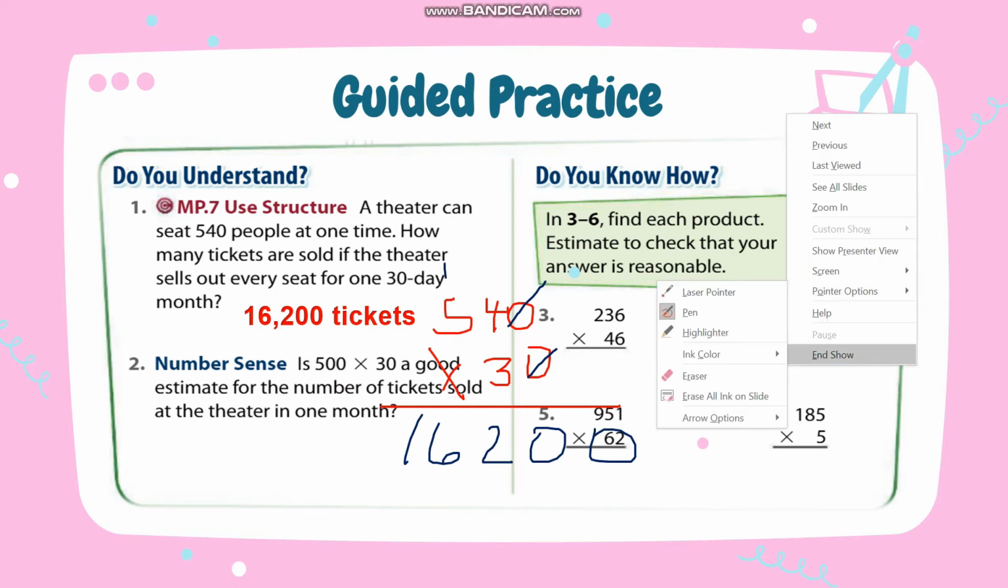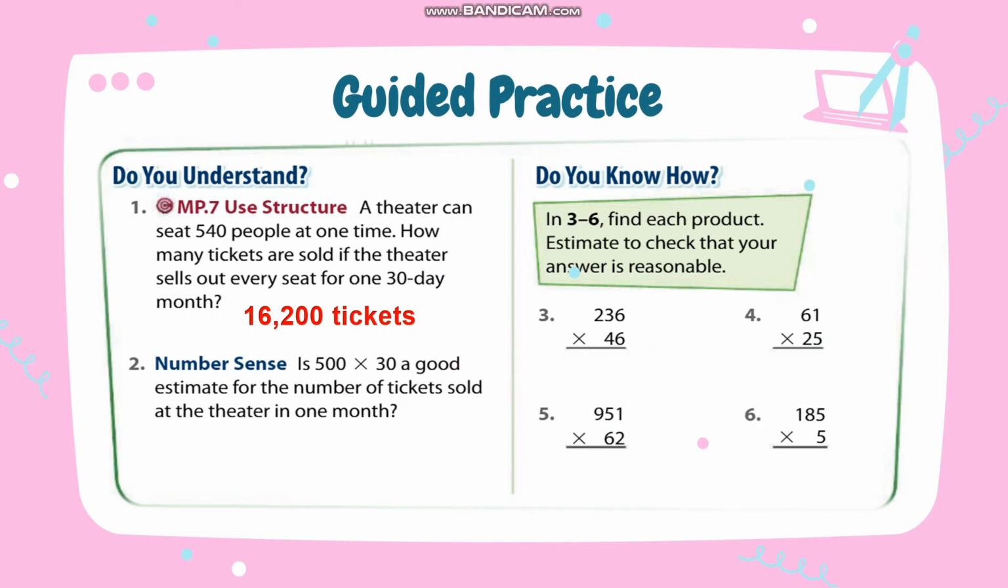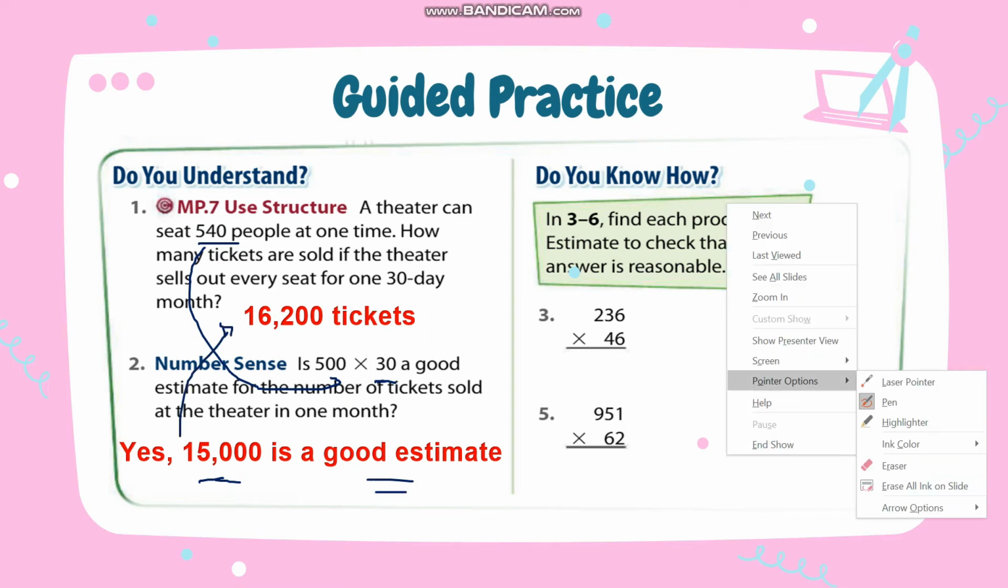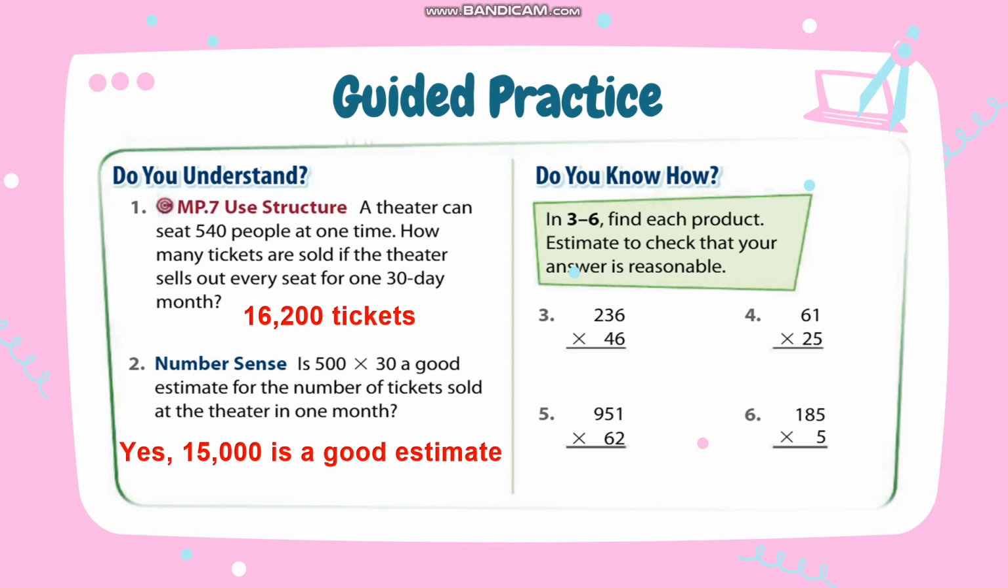Next is number 2. Is 500 multiplied by 30 a good estimate for the number of tickets sold at the theater in 1 month? 540 becomes 500 and 30 is the same. Is that a good estimate? The answer is yes, because 15,000 is a good estimate, since 15,000 is nearest to 16,200.